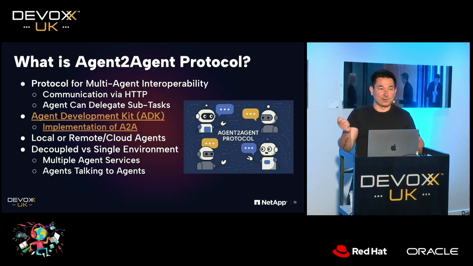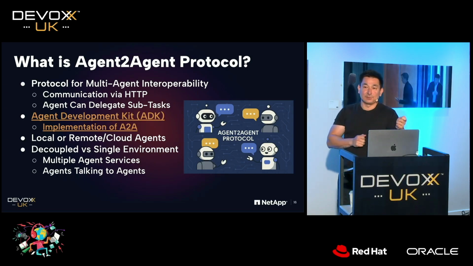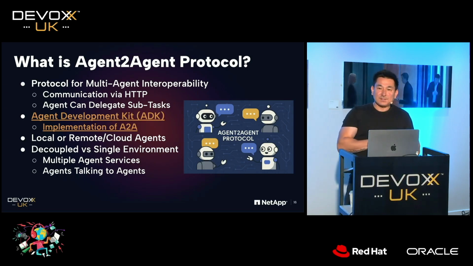The agents can be anywhere at this point. Local, remote, cloud, SaaS service, wherever, right? It's just an HTTP endpoint in order to communicate with one another. So think decoupled, right? A decoupled agentic AI system where the agents can live anywhere. They can all talk to each other, and they can subscribe to other agents to do work on their behalf.